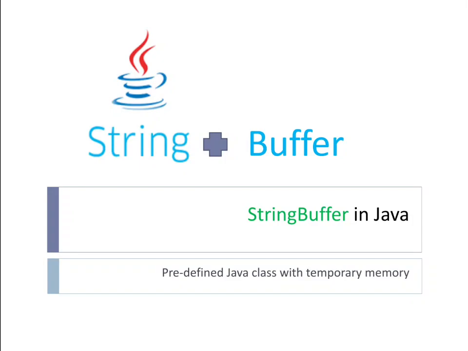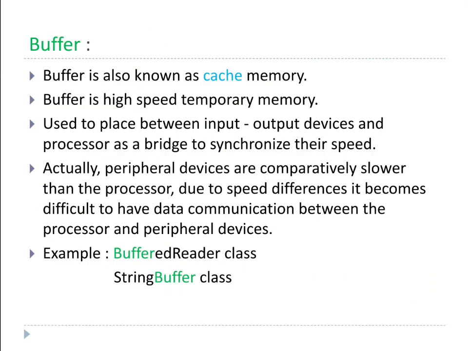In C, I had written string plus buffer. Means string is having some drawbacks and string buffer tries to remove them. Everything comes in one path. What is that path? What is buffer? Firstly, we have to move with buffer. And what is buffer? Buffer is a high speed temporary cache memory. It is also known as cache memory.